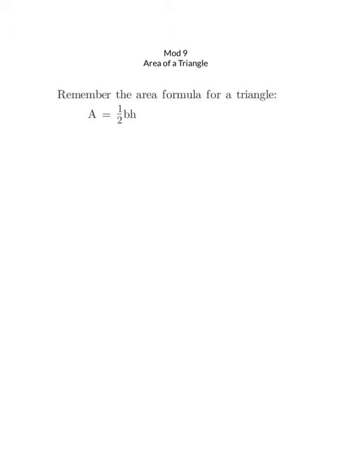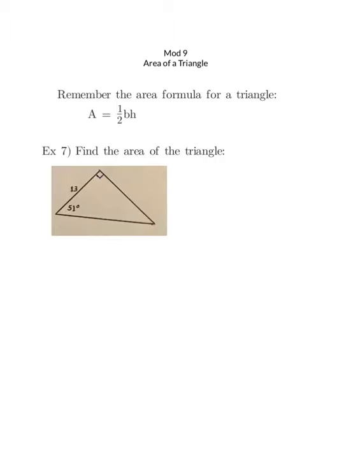Next up is looking at the area of a triangle. Remember the basic area formula for a triangle that you learned multiple times probably is A equals 1/2 base times height. For example 7, we are asked to find the area of the triangle, and then they give you a picture of it. The thing that happens on this is we need base times height.